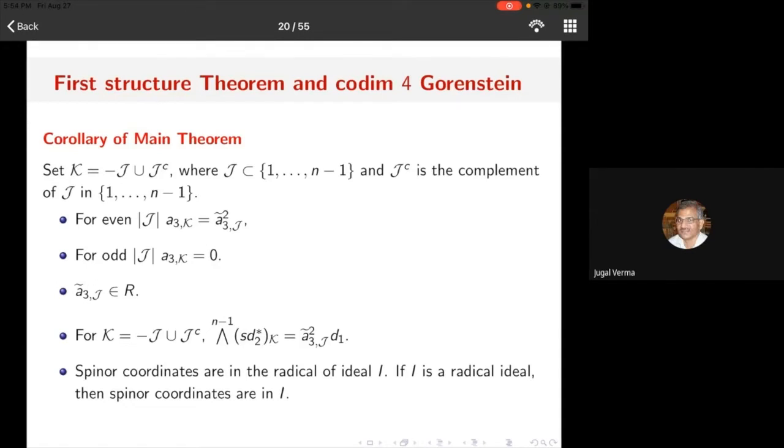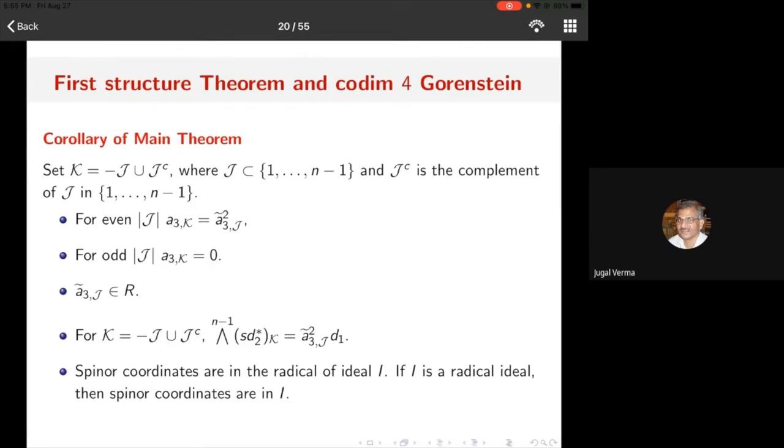As a consequence of the previous, the relation between the n minus 1 exterior power of the S times D2 star, we have this relation for the indexing set K equals minus J in J complement. We can write this relation. Other thing is that because the Buchsbaum-Eisenbud multipliers are always in the radical of the ideal I in case of a grade 4 Gorenstein ideal, that forces the Spinor coordinates to also be in the radical of I. And if I is a radical ideal, then the Spinor coordinates are in I.